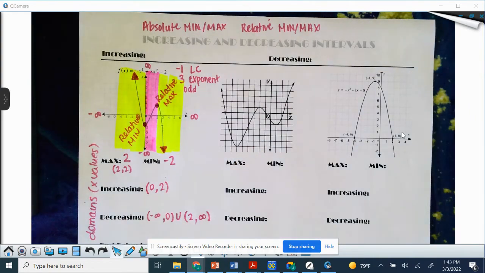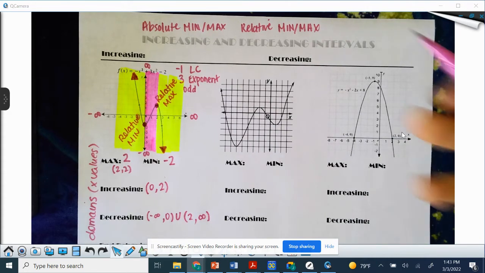So again, x values only for your decreasing and increasing domains. You're using your turn points, so your min and max, it's the x values of the min and max coordinates that are going to let you know when it starts and stops. We'll go back and do end behavior last in a second video, just to make sure we're staying focused.